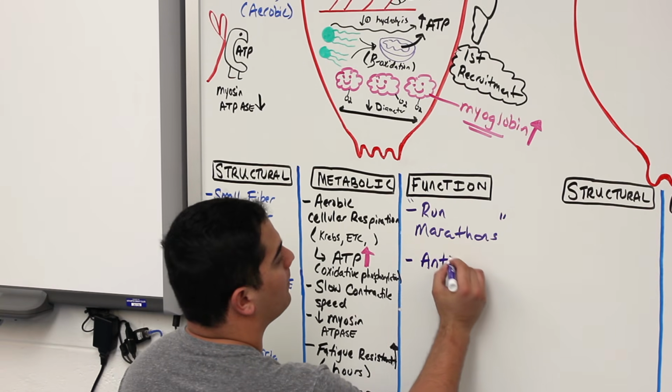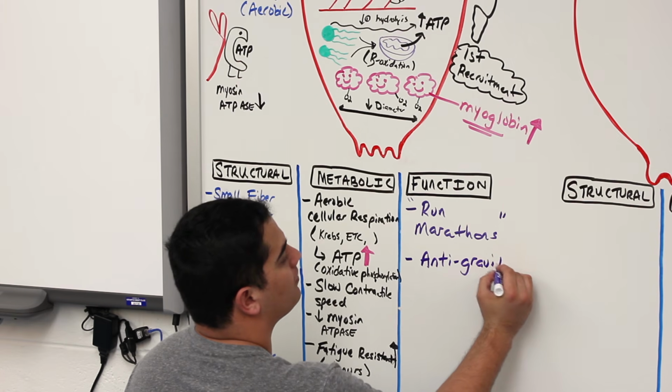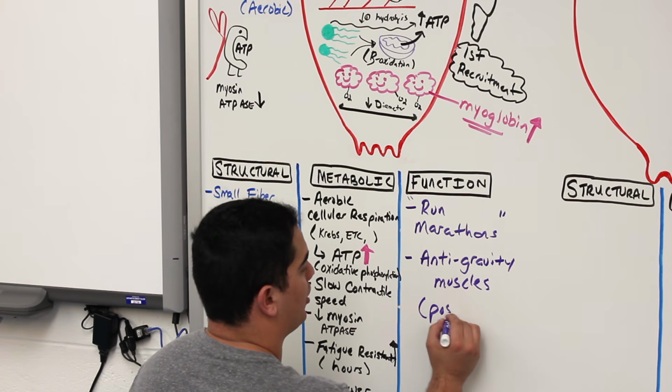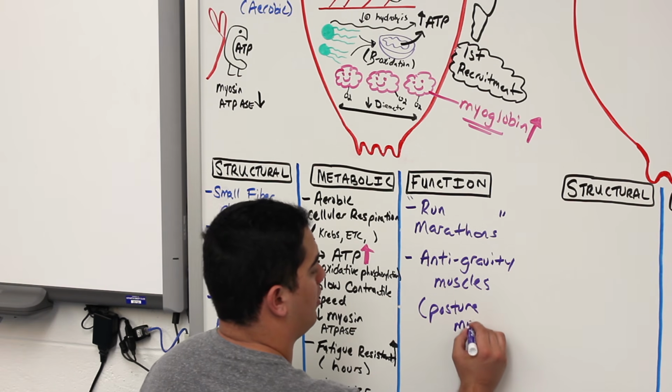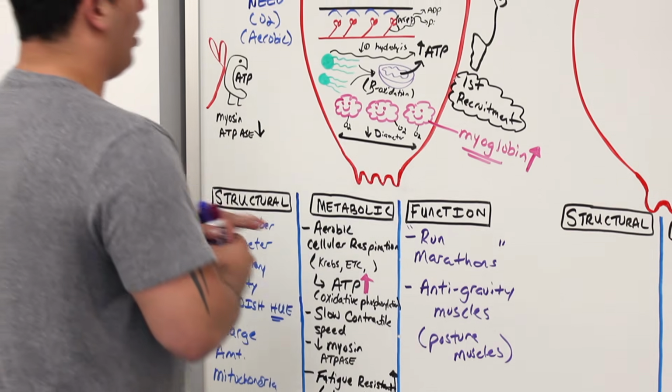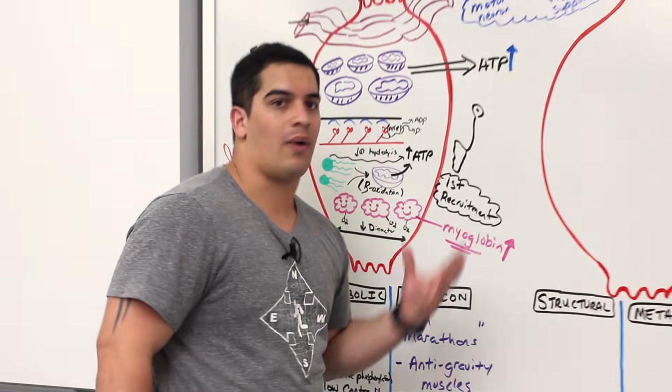So anti-gravity muscles, and those would be a great example of your posture muscles, okay? Helping to maintain that nice posture. Okay, that's our type 1, our red, slow oxidative muscle fibers.